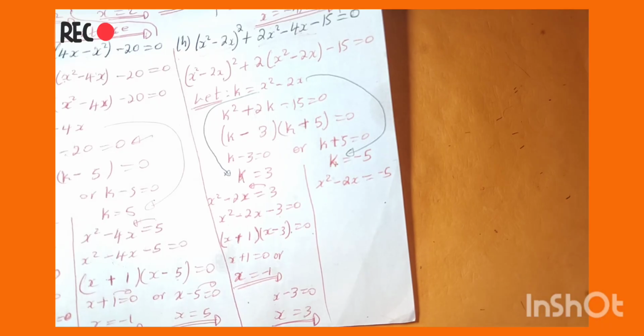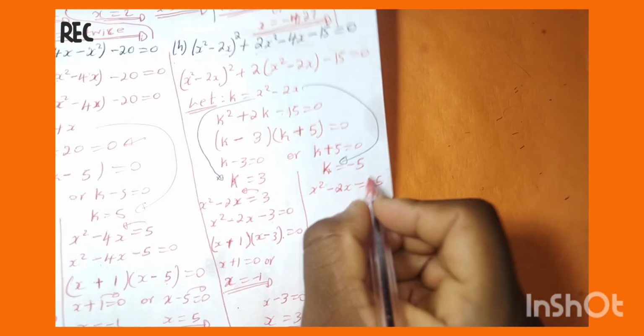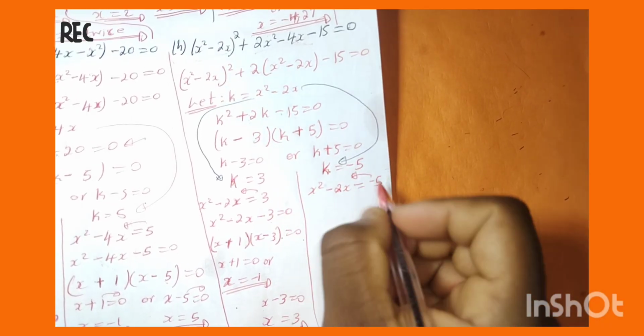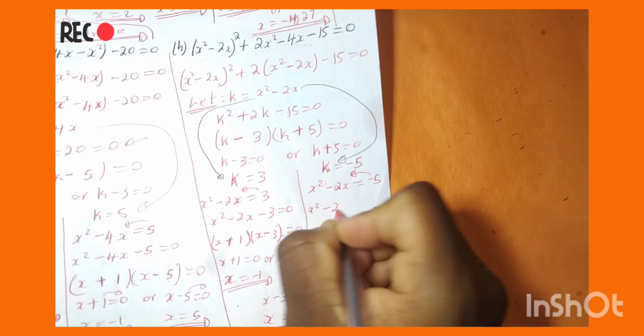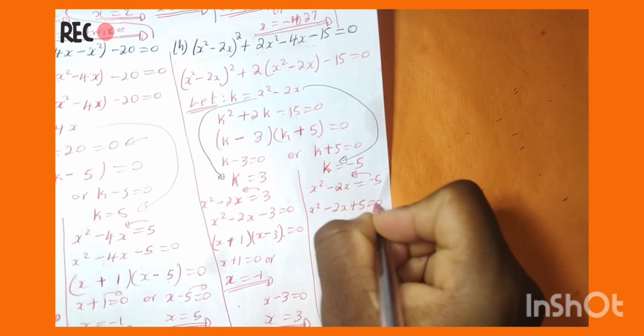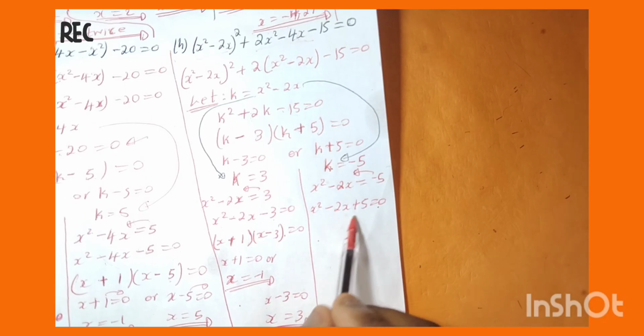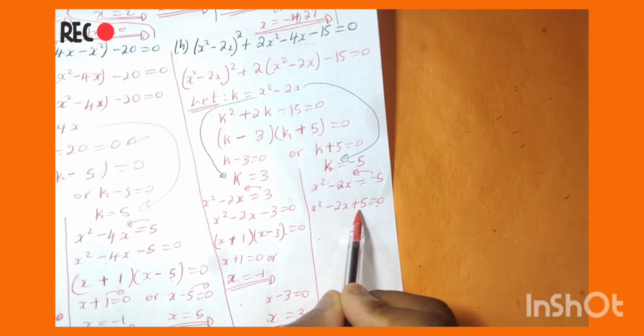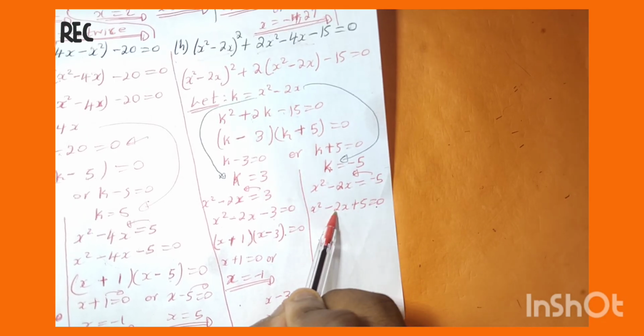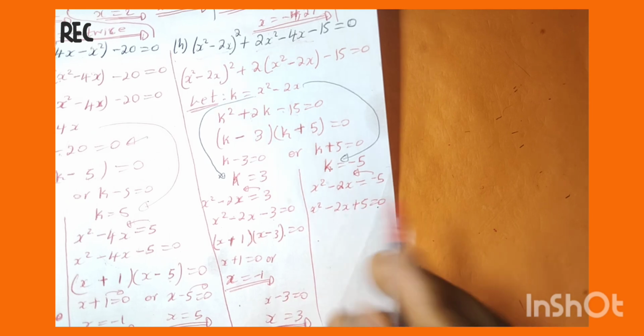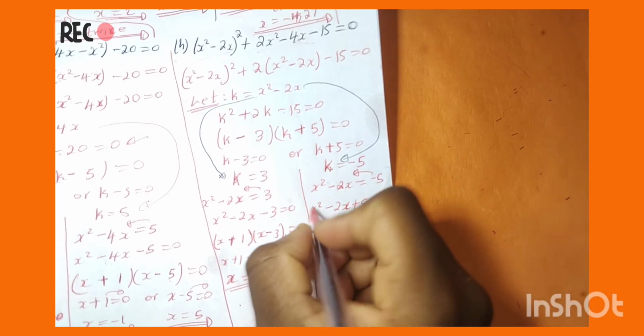Do you see? Then what about this one? Take it to the other side. This thing becomes positive 5. Now for this one, can I factorize it? There's no way, guys, that you can find the factors of 5 that, when you add or subtract, give you the middle term. There is no way. So the only thing that you can do is press this on your quadratic equation.